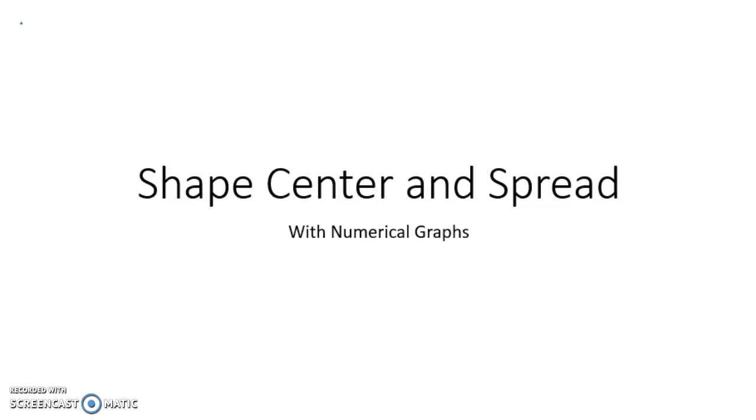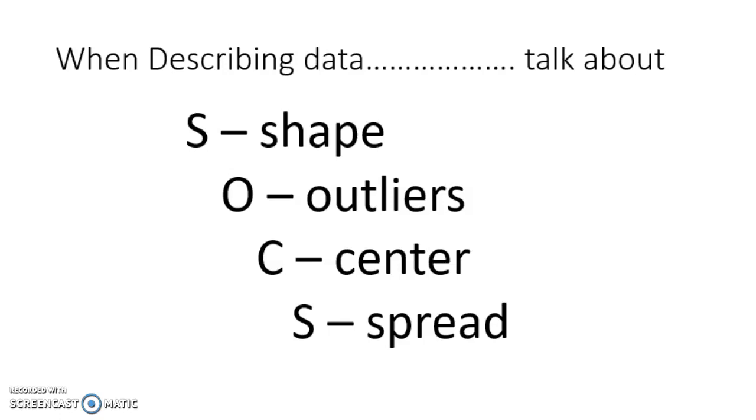All right, y'all ready? So here we go, shape, center, and spread with numerical graphs. When describing data, we want to talk about SOCS, which is going to be the shape, the outliers, the center, and the spread. Whether it's a histogram or box plot, this is what we want to talk about. So if they refer to SOCS, we're going for the shape details, the outliers, center, and spread.